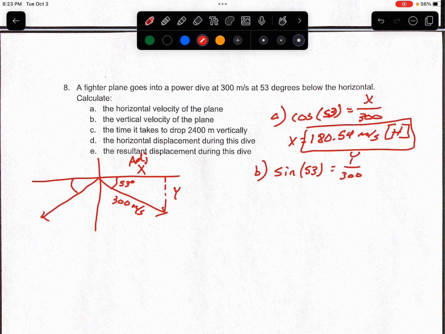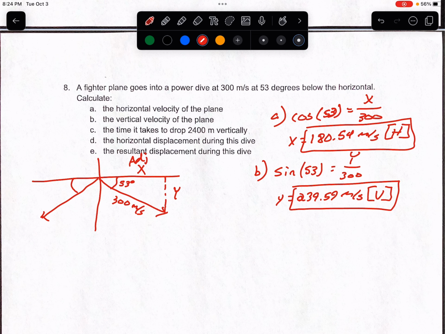So multiply both sides by 300, and you're going to get a vertical velocity of 239.59 meters per second. And I'm just going to go ahead and label that vertical, so that I do not mix that up, because it can be easy to mix those up. Just make sure you know which one's which.